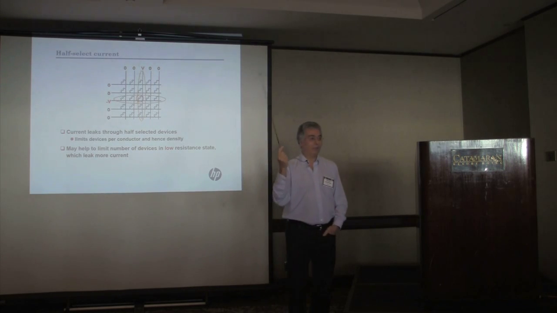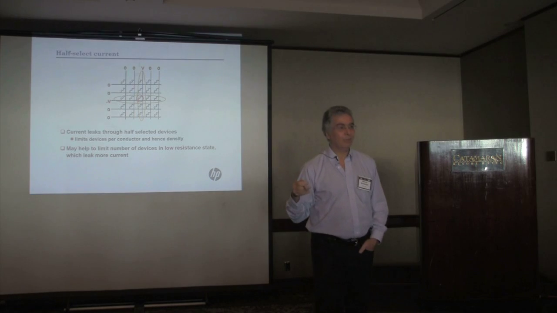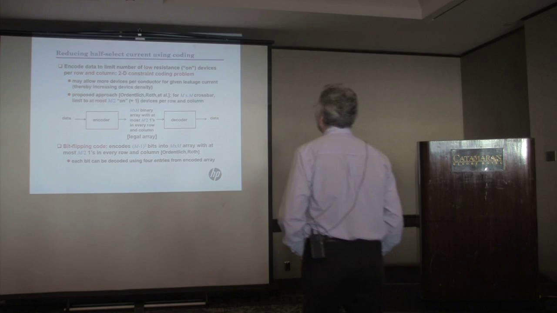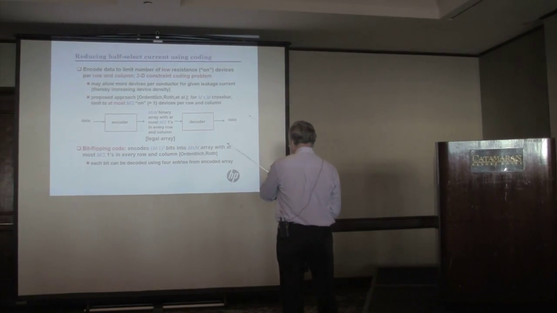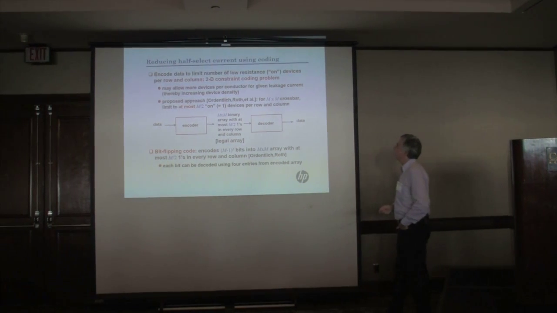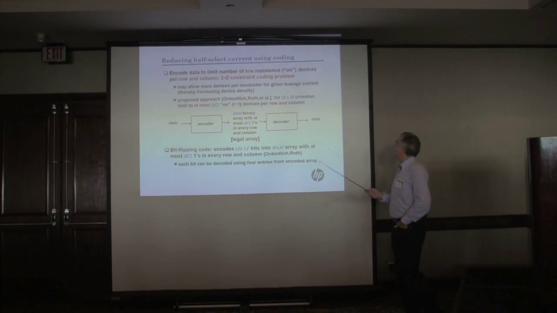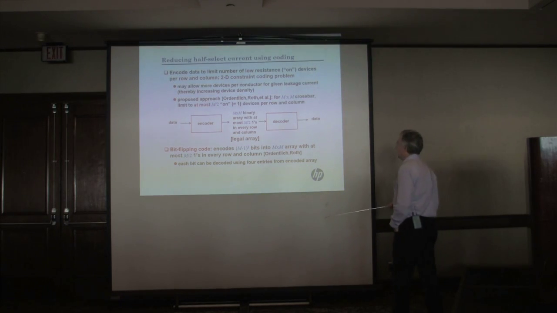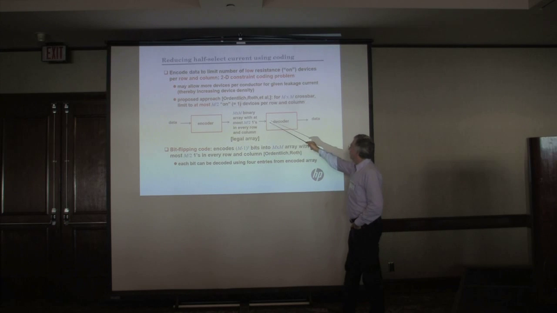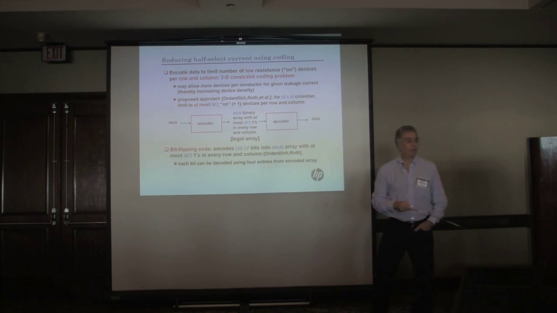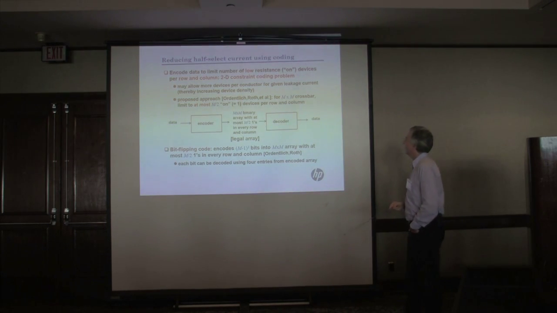Well, immediately we thought, that's a constraint code. So how do we apply constraint codes here? What we want to do is to encode the data to limit the number of low resistance devices. Here by low resistance, I mean that there are one devices per row and column. So this is a 2D constraint coding problem. We want to create binary arrays, which are m by m, in which there are at most m/2 ones in every row and every column. That's a legal array.